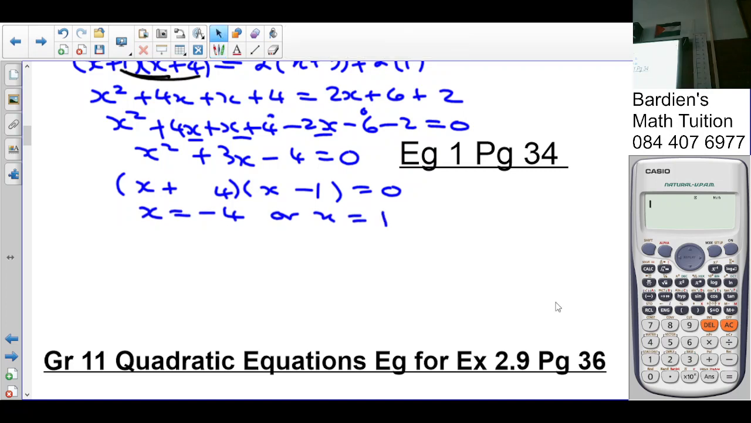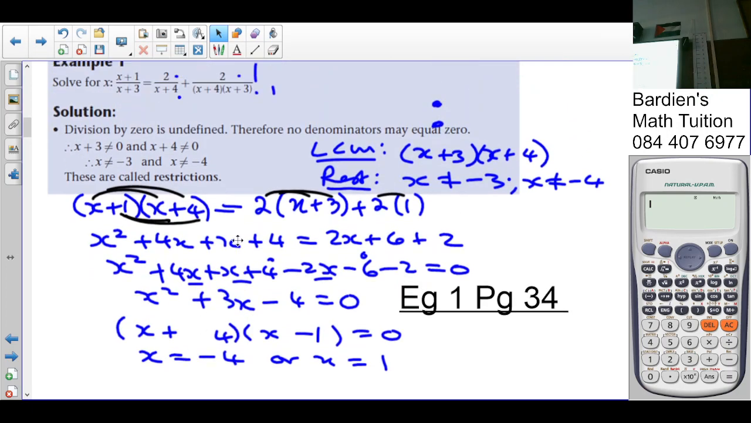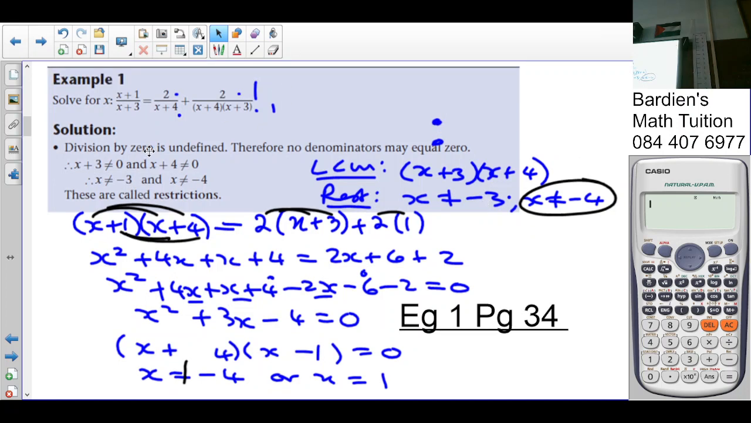So what we do now is we check, okay, is any of those solutions a restriction? Yes. So that means to say x can never be equal to negative 4. So you just put a line there to indicate that it can't be equal to negative 4. Okay. Any confusion there, people? You want to write this down? Consider pausing the video at this point.